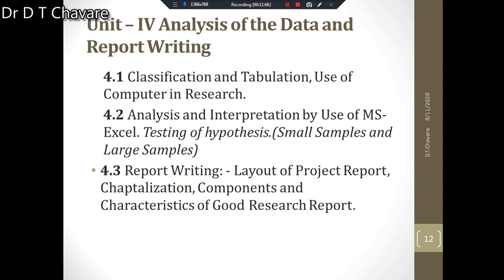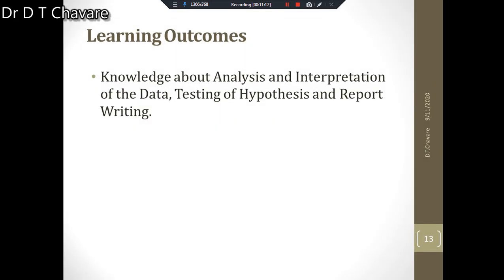It means that these points are also included in unit number 4. After completion of this unit, what will you understand? The learning outcome of this unit will be knowledge about analysis and interpretation of the data. Then also knowledge about testing of hypothesis and report writing, definitely you will understand. And these are the learning outcomes of this unit.